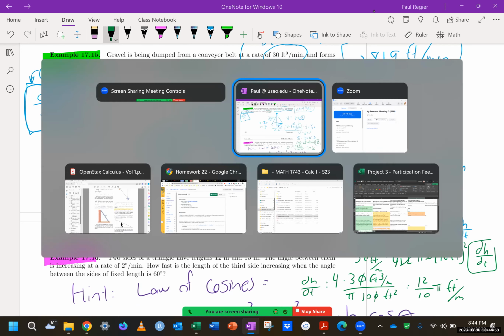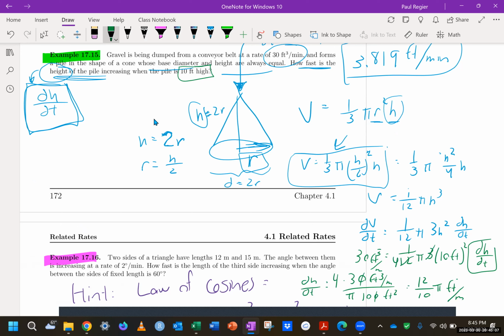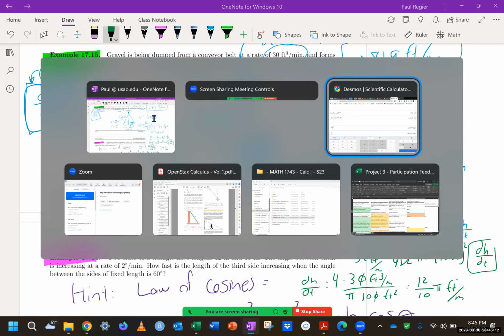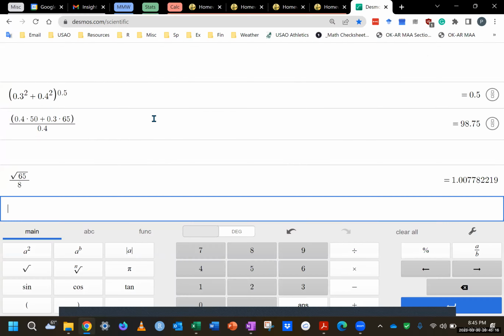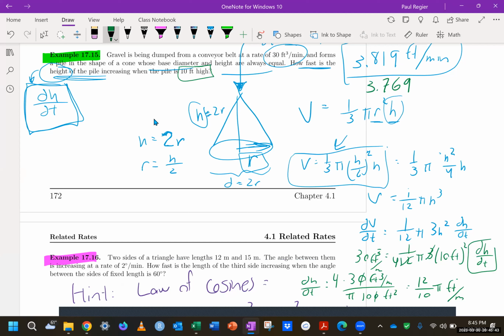So let's check what that is. I think I did something wrong here. 12 over 10 pi. 3.769. That's slightly different than what I just told you. Ah, it's because I forgot to square my 10. So let's double check against what I did before. Multiply by 4 divided by pi. Oh, but I do have to divide by pi.